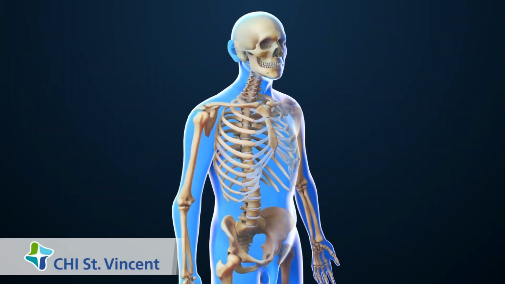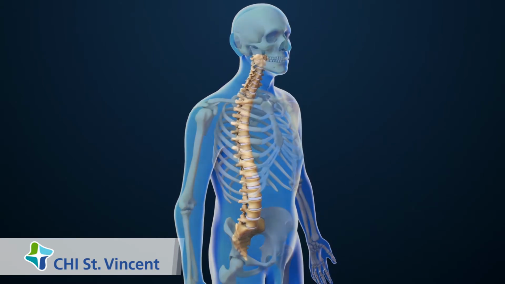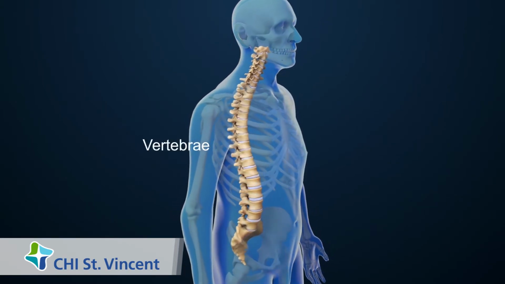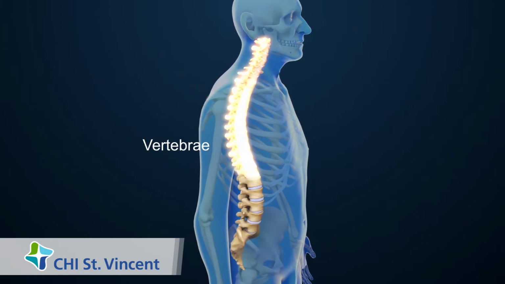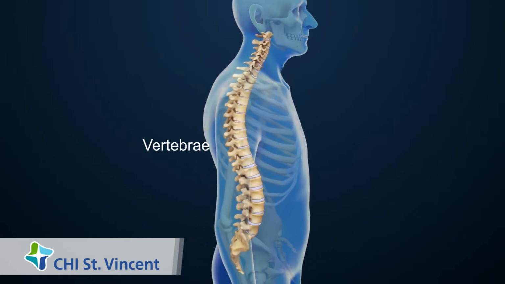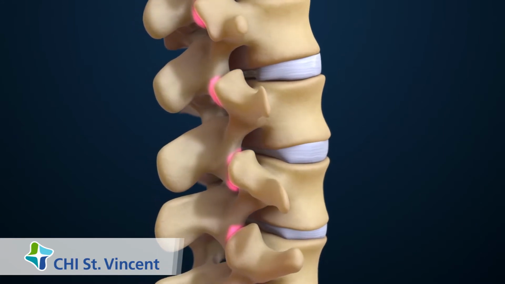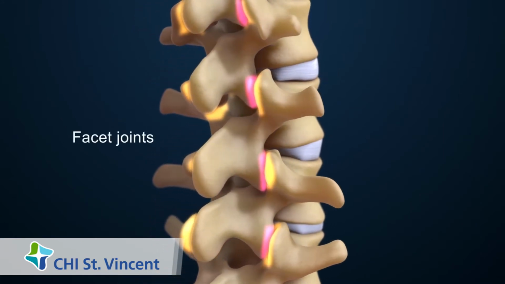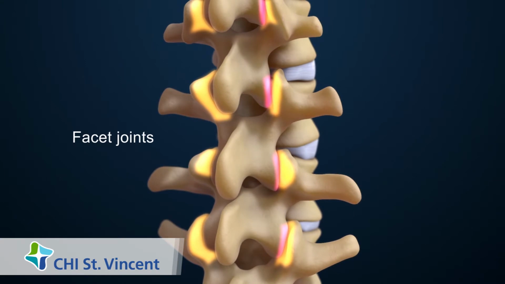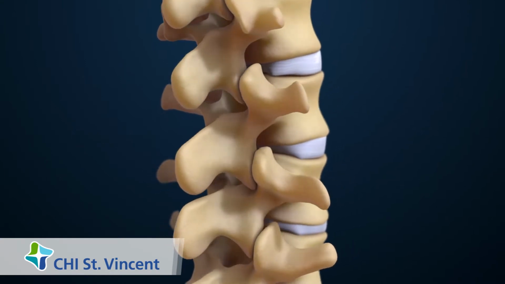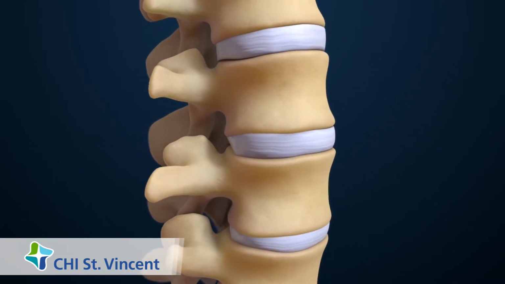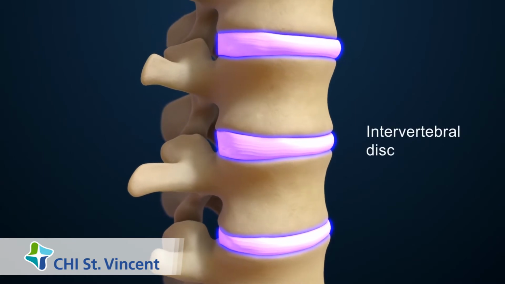The spine consists of a series of interconnected bones called vertebrae, extending from the base of the skull to the tailbone. Each vertebra connects with the one above and below at the facet joints, allowing them to move relative to one another. In between each bony vertebra lies the shock-absorbing intervertebral disc.